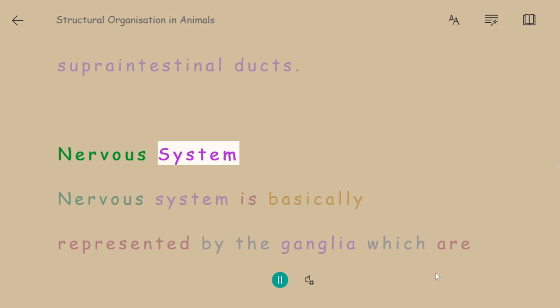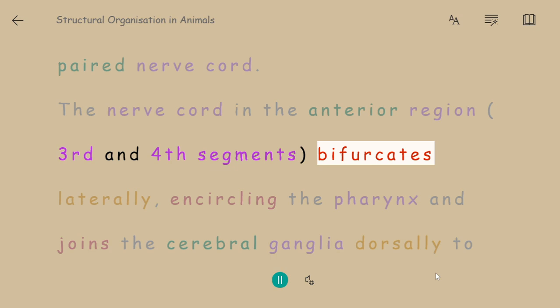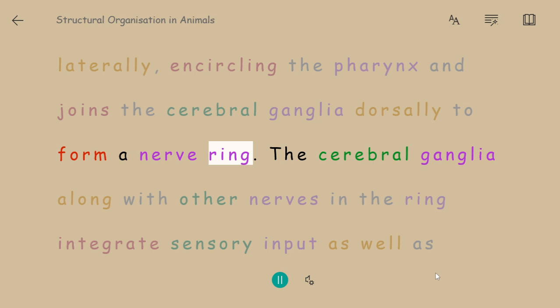Nervous system. Nervous system is basically represented by the ganglia, which are arranged segment-wise on the ventral paired nerve cord. The nerve cord in the anterior region, third and fourth segments, bifurcates laterally, encircling the pharynx, and joins the cerebral ganglia dorsally to form a nerve ring. The cerebral ganglia, along with other nerves in the ring, integrate sensory input, as well as command muscular responses of the body.